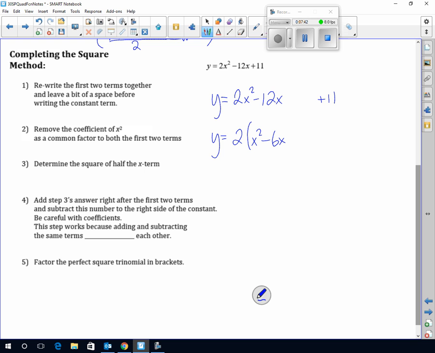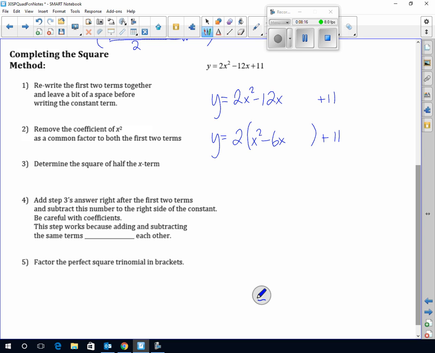If I were to multiply the 2 out, I would get exactly the same that I started with. Does everybody agree? I haven't changed the equation at all. If I were to multiply the 2 in, I would get what I started with. Yes, I haven't changed anything, because you can't just do stuff to equations unless you do it to both sides. But essentially what we're doing is changing the right side, so whatever I do to the right side, I have to make sure it's legit. So if I multiply this all out, I'll still get back to 2x squared minus 12x plus 11.